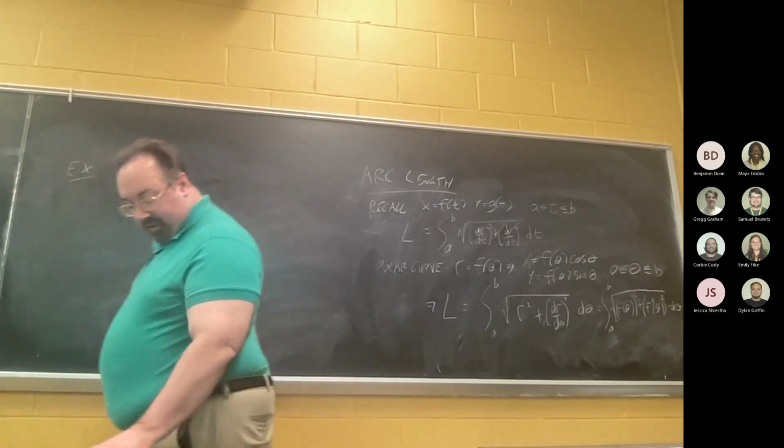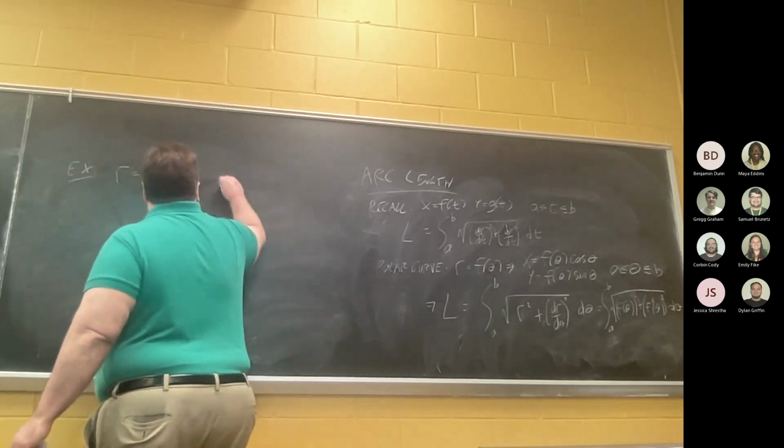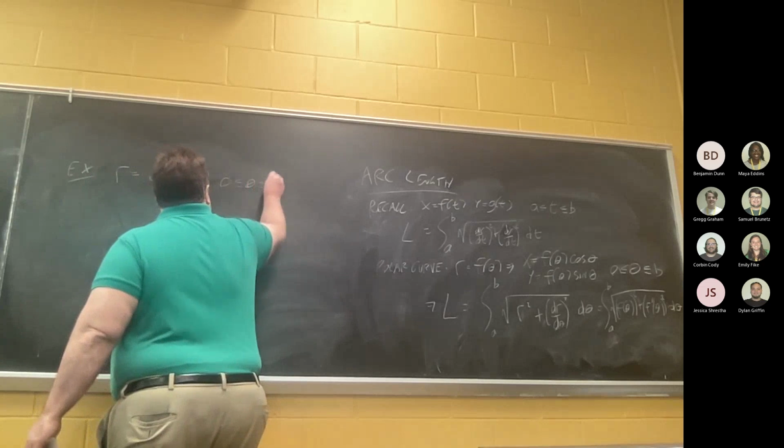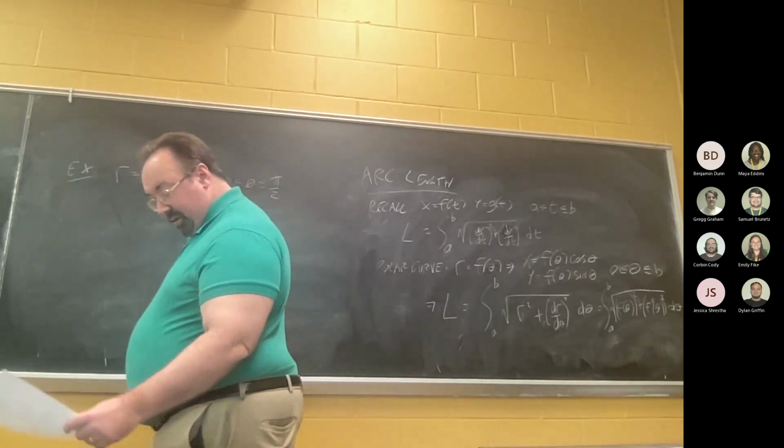Okay, so if my polar curve is r is equal to cosine theta between 0 and pi over 2.